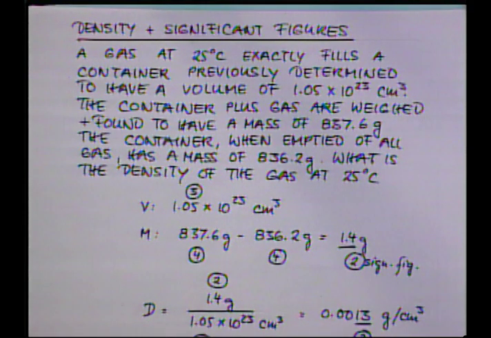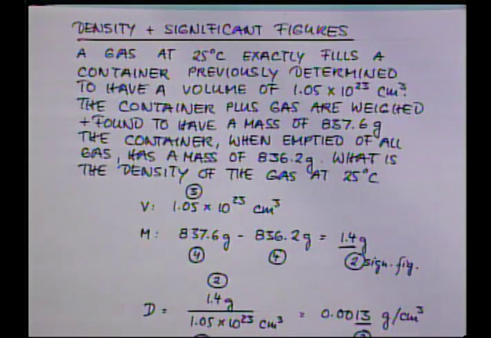So you see that's a word problem. You just find the things that are important. You need the volume, that's a given. You need the mass. And remember, we have to subtract these two values before and after removal of gas. So the difference is important. So we have 837.6 minus 836.2. And notice we have 4 sig figs, but when we do the subtraction, it turns out to be only 2 significant figures.